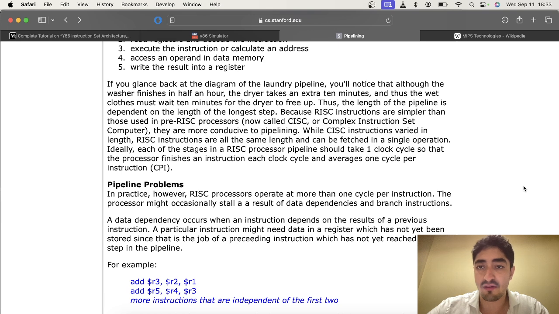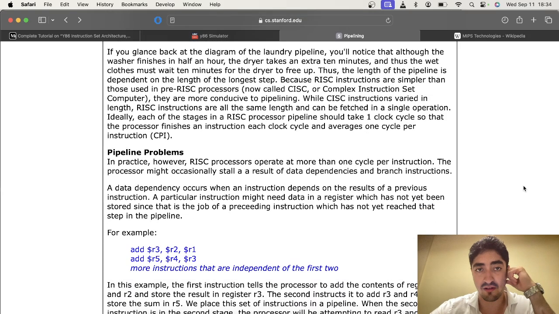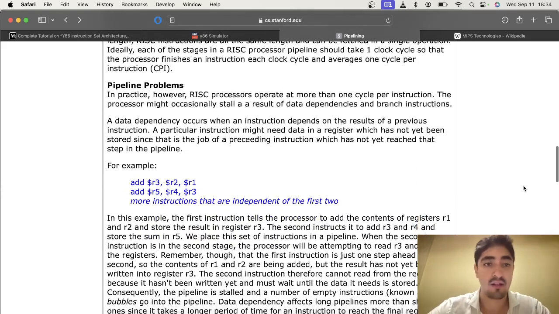While CISC instructions varied in length, RISC instructions are all the same length and can be fetched in a single operation ideally. Each of the stages in a RISC processor pipeline should take one clock cycle so that the processor finishes an instruction each clock cycle and averages one clock cycle per instruction.